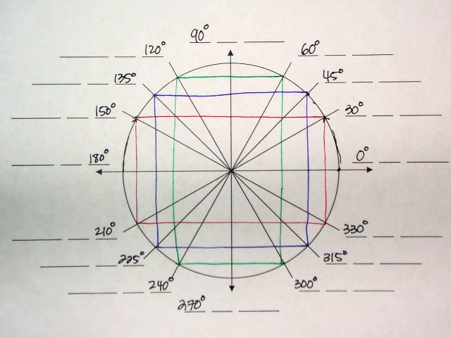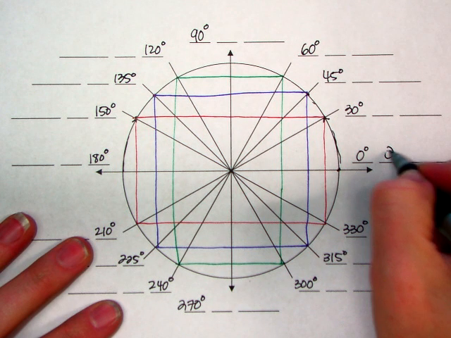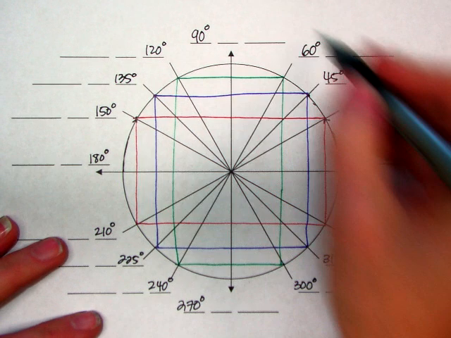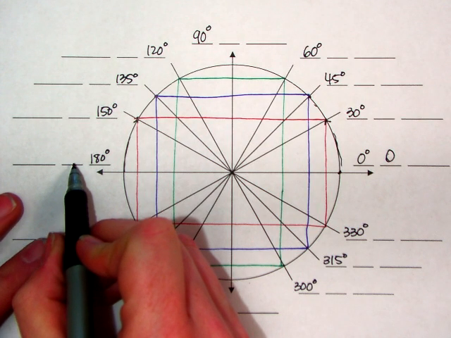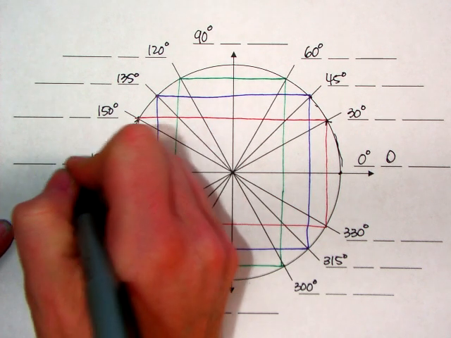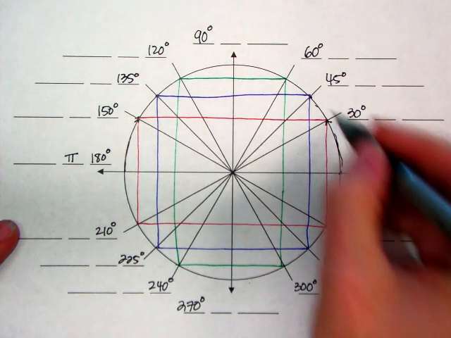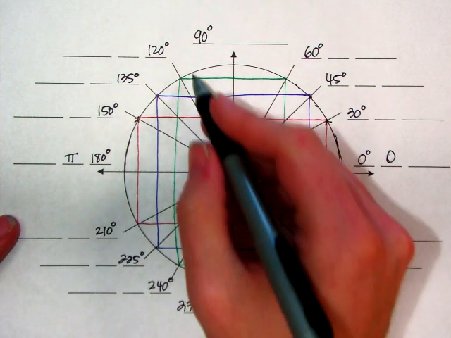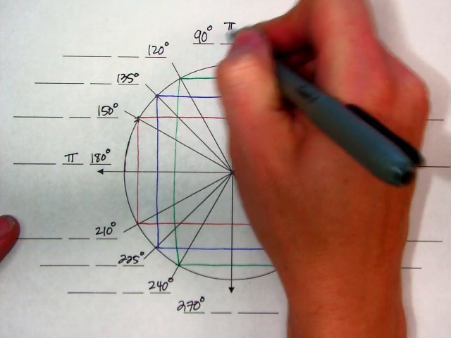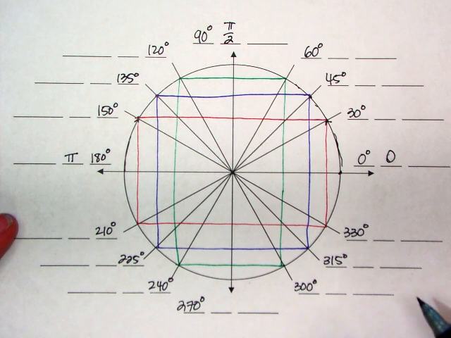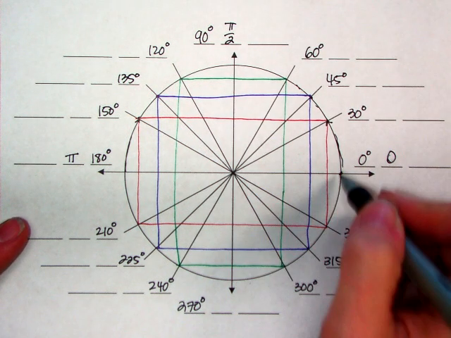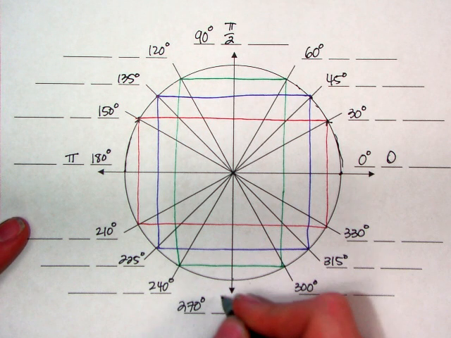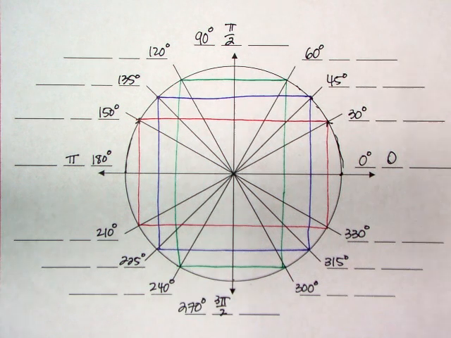And we know that this is 0 radians since I've gone 0 degrees. If I go all the way over to this side, we talked earlier about how this would be pi, that it takes 3.14 radians to get there, and so that's pi. Straight up would be half of that, so pi over 2. And then straight down is kind of like 1 1/2 of a pi, so 3 pi over 2.